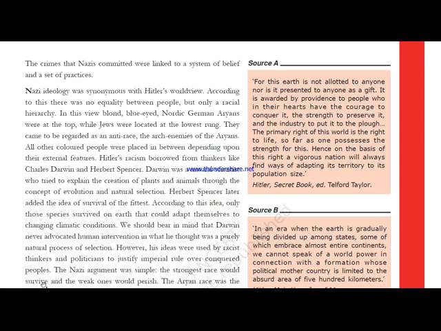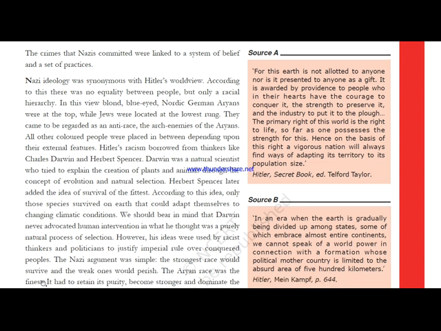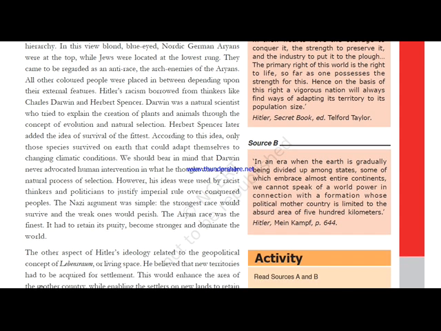But what caught Hitler's eye was the idea of Herbert Spencer, where he said that the fittest would survive. And here it says, according to Spencer, only those species survived on Earth that could adapt themselves to the changing conditions, meaning survival of the fittest. So the Nazi argument was simple. The strongest race would survive and the weaker would perish.